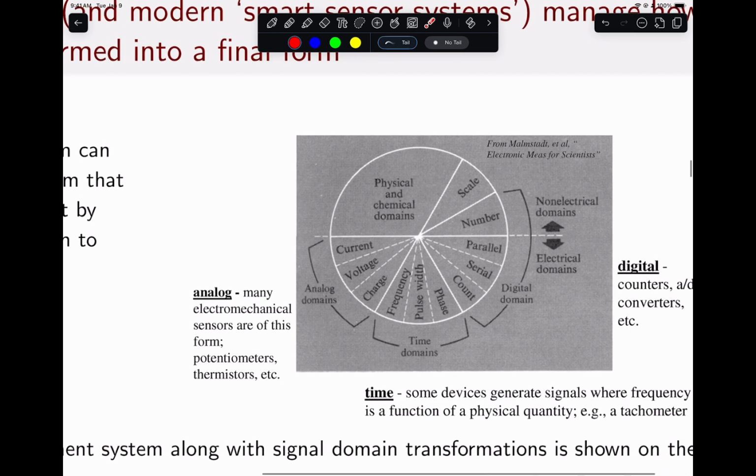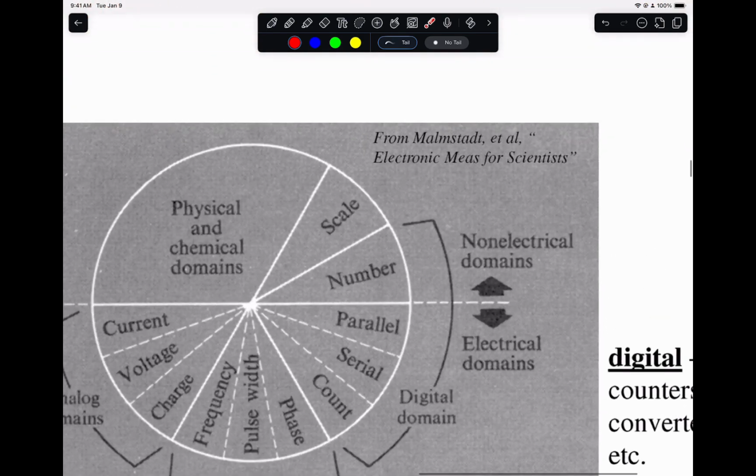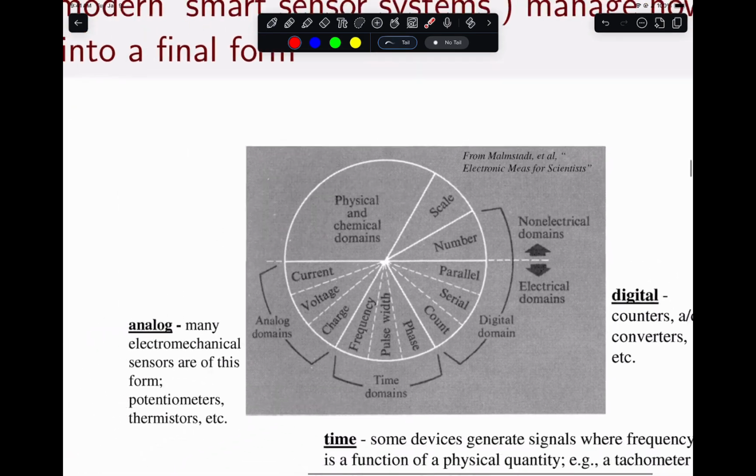But this is a neat illustration of how you have, in the 344 course, the dynamic systems of control. We're talking about thinking about systems in general and how you have energy domains and so on. So think about being able to measure things in any physical or chemical domain. And sometimes what you want to do is then use some of these electrical domains to measure that. And so sometimes you take a quantity here and you convert it into one of these electrical domains. Then what happens is you often want to convert it into either a time domain or digital domain signal that you can then measure. So this is a neat little wheel that I saw from this book by Malmstad on electronic measurement.